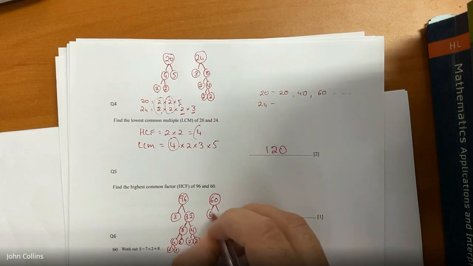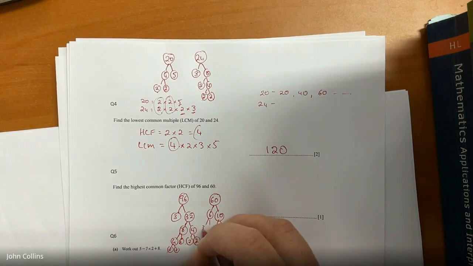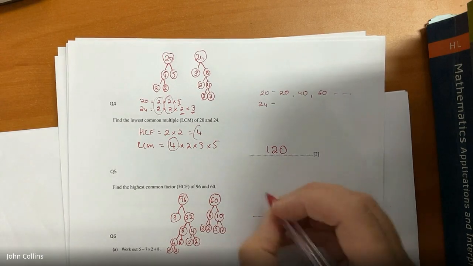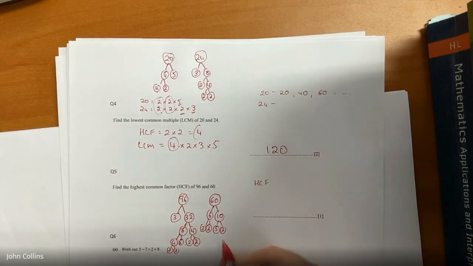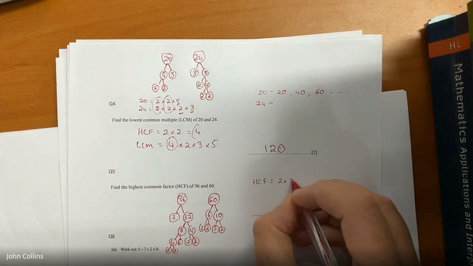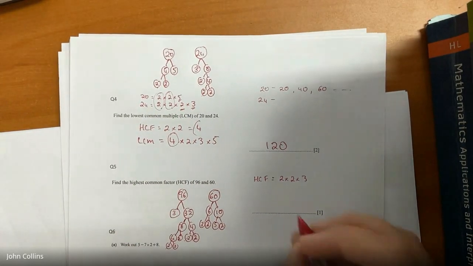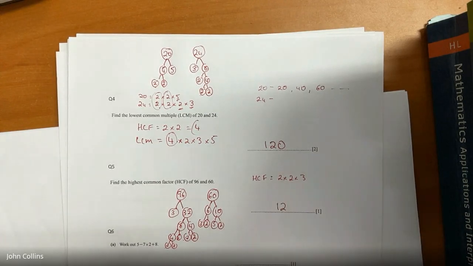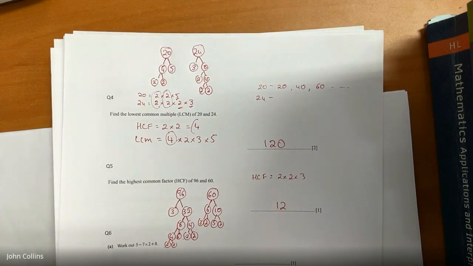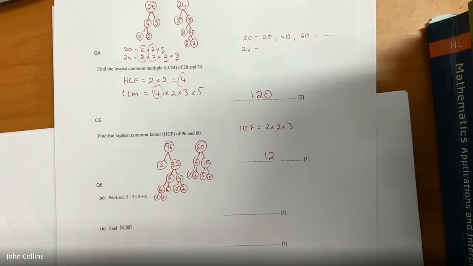60 then can be 6 times 10. 10 is 5 times 2. And 6 is 3 times 2. Okay, so what's the highest common factor? There's a 2, there's another 2, and there's a 3. So it's 2 times 2 times 3. I should have written it out like this, but I didn't have space. So it's 12. Once again, that's 1 mark. Definitely could have been done just by knowing your times tables pretty well. The 12 is the highest, but it's up to you.